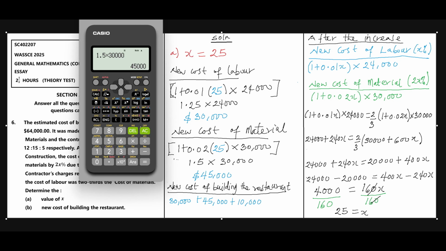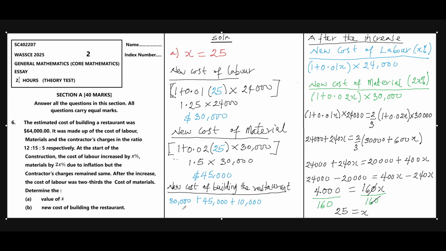So let's finalize our answer and see the final result. $30,000 plus $45,000 plus $10,000 is $85,000. So that is for the B part of the question. Thank you.